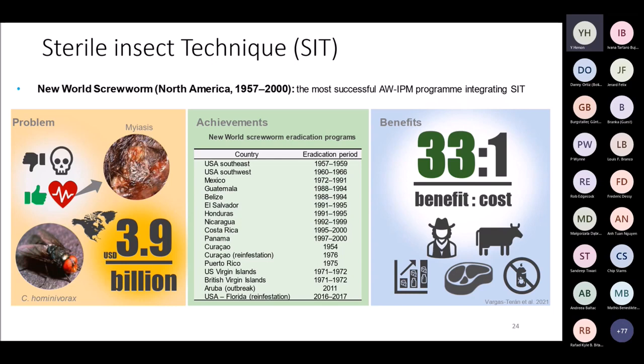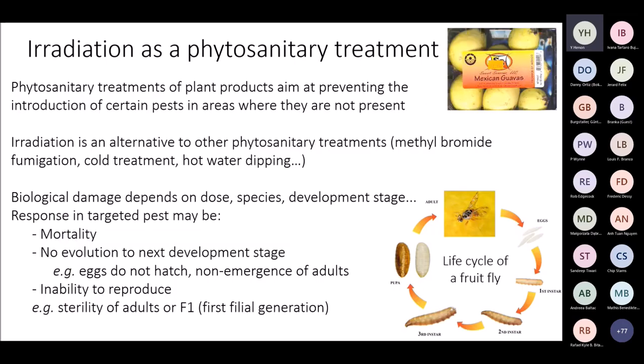So it was a huge problem, and the sterile insect technique has been used to combat it. And it has been estimated that for a cost of 1, the benefit would be 33. So a hugely beneficial application of irradiation that is not very well known because it's not very visible. It does not happen in industry. It's not a commercial application, but however, a very useful application.